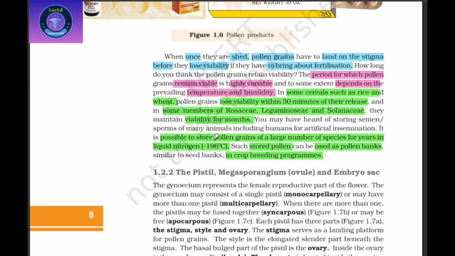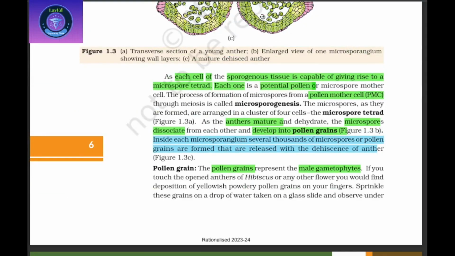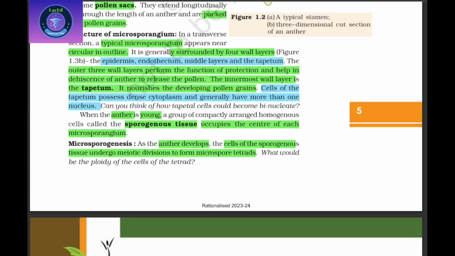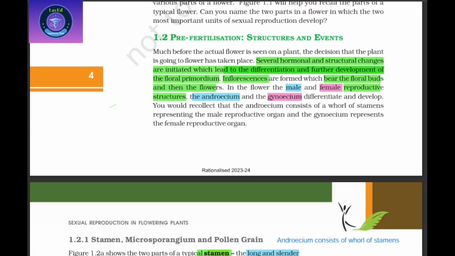Then we can also store pollen grains in liquid nitrogen at a temperature of minus 196 degrees Celsius. So storing pollen grains has been used in crop breeding programs too. So four impacts of pollen grains we have studied. Number one, pollen allergy. Number two, pollen tablets. Number three, pollen viability. And number four, storing pollen grains in crop improvement programs. So that was all about today's lecture. This is today's topic. I hope you have highlighted the things in NCERT.